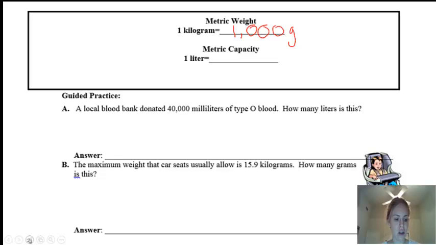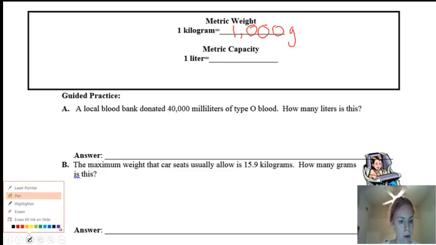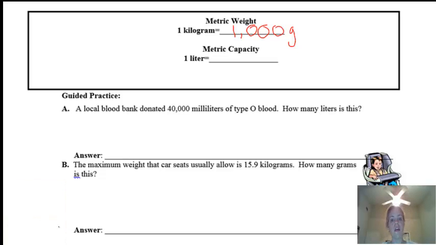I think I'm going to change the color of my pen. How about purple today? If you look at metric capacity, we know that 1 liter, like a liter of soda, is equal to 1,000 milliliters, ml. Make sure that you keep this handy as we go through the guided practice A and B.